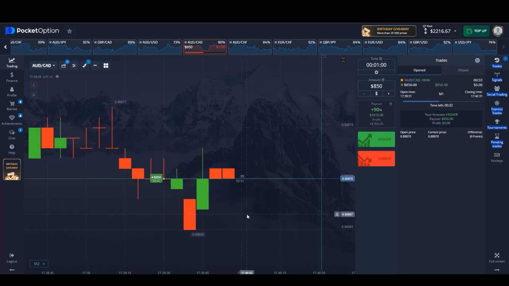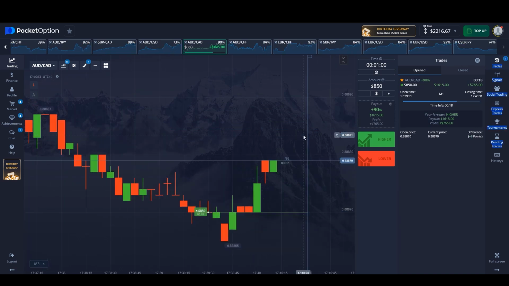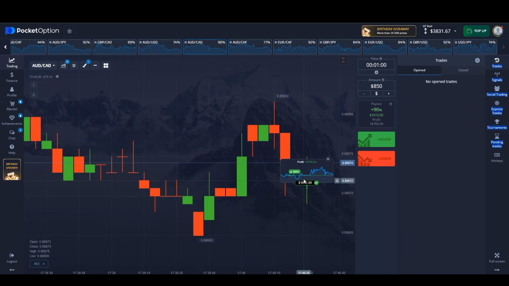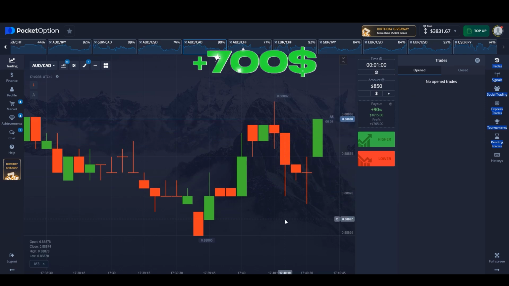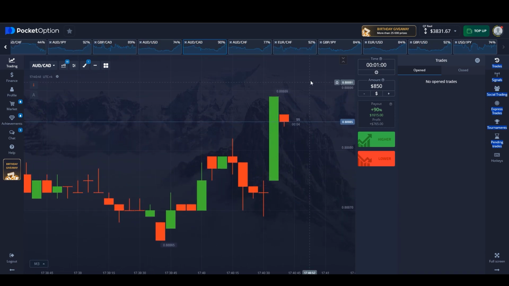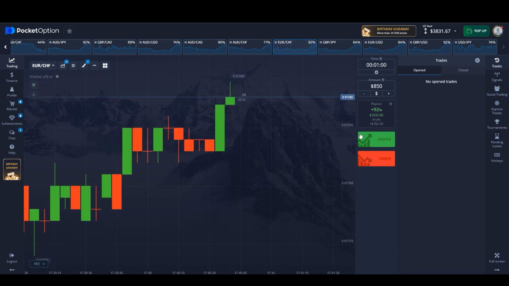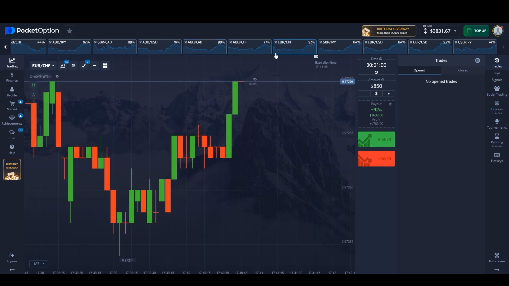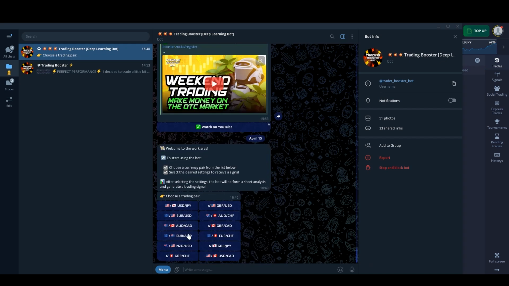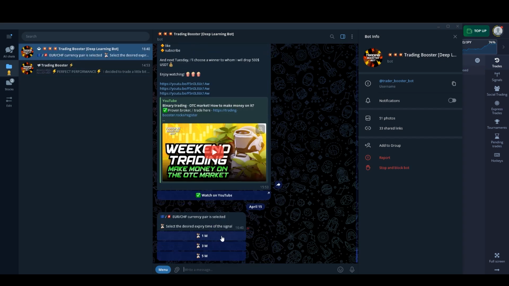A good trade brings me $760. Great result, and as you can see, you can earn very quickly on 1 minute. I suggest you open another trade on the Euro Swiss franc. I go to the bot, I get a new signal, I choose this trading pair, and the expiry time is also 1 minute.